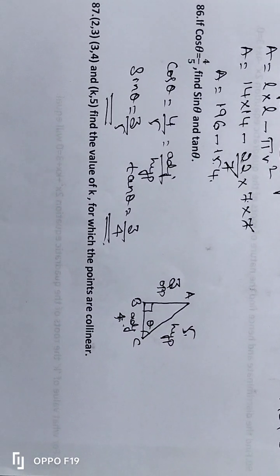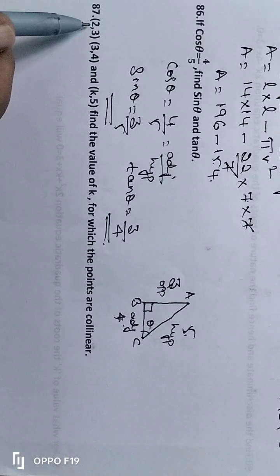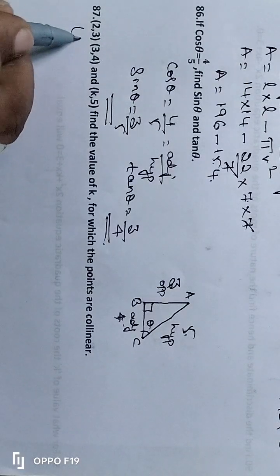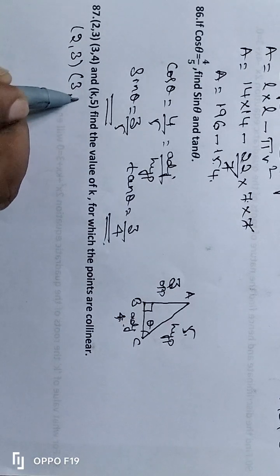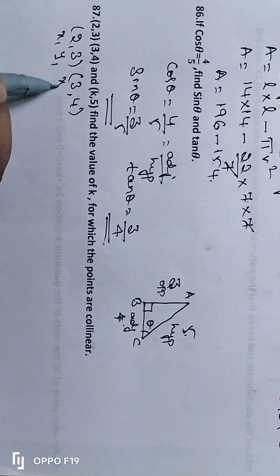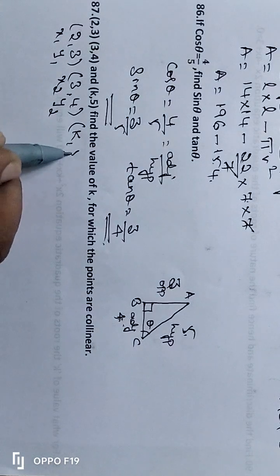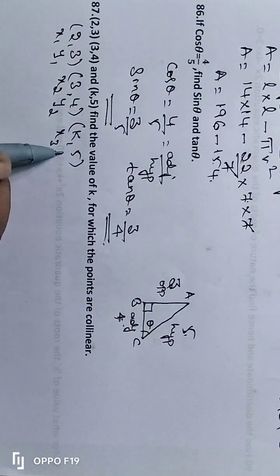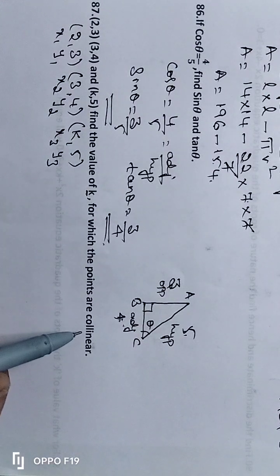Now coming to the 87th question. In the 87th question, they have given the coordinates as (2, 3), (3, 4) and (k, 5). This (2, 3) you mention as x1, y1, (3, 4) as x2, y2, and (k, 5) you mention as x3 and y3. Now we have to find out the value of k for which the points are collinear.